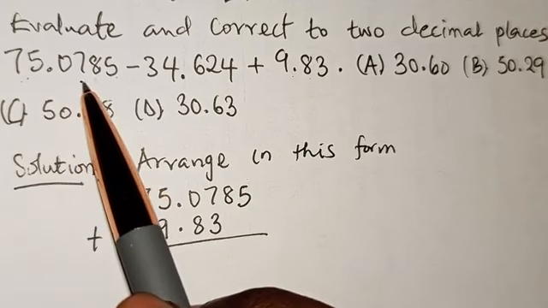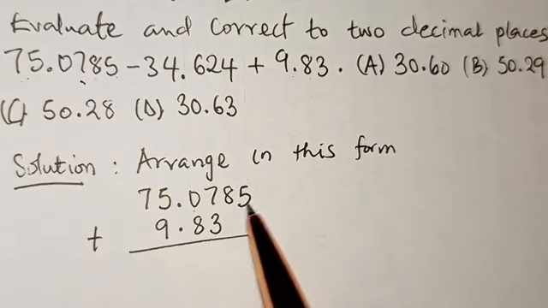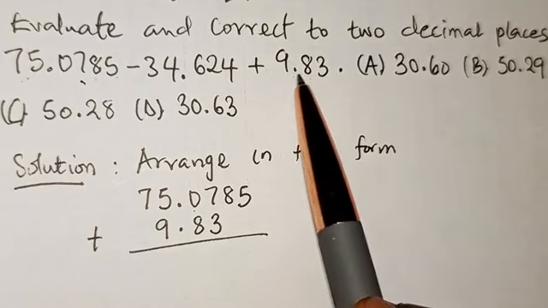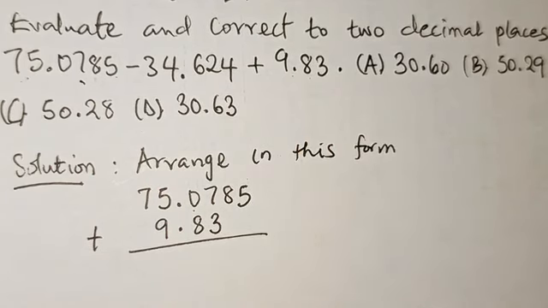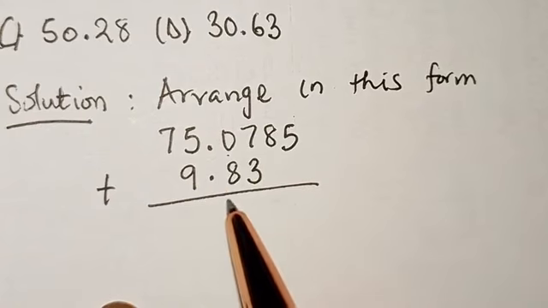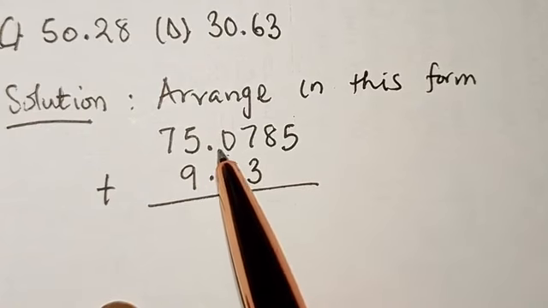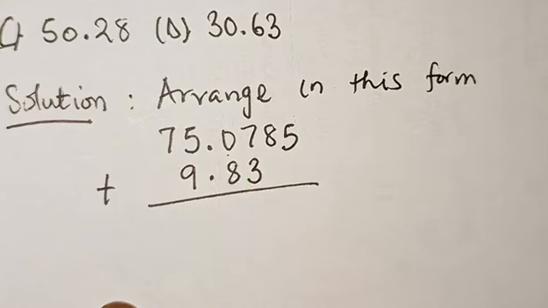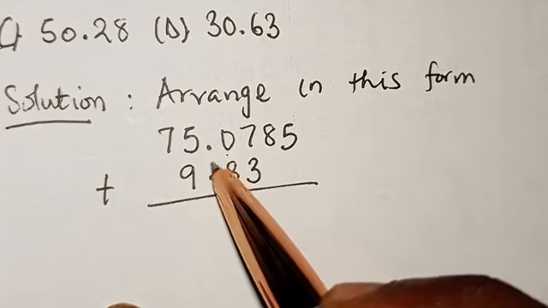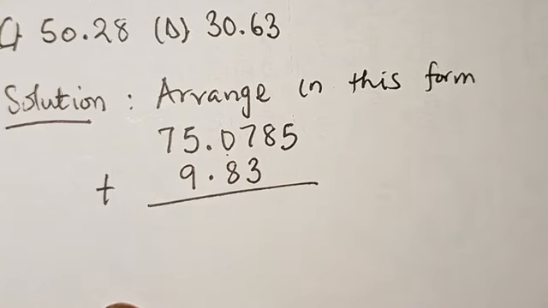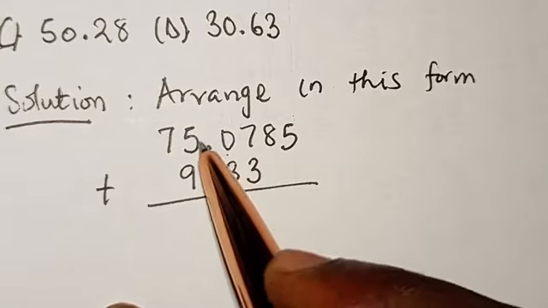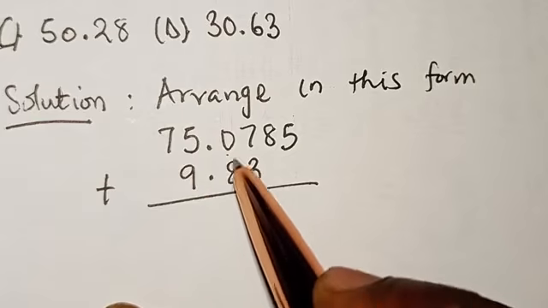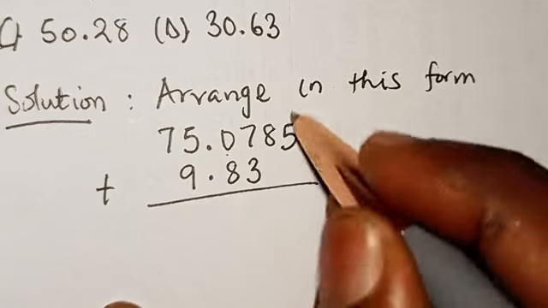So we take this one, that is the first number, which is 75.0785, then we take the positive one also, which is 9.83. So we're going to add these two together. See how I arrange mine. These decimal points must be vertically the same, so that when you put a ruler there, these two decimal points must join. So you can see that 9 will be under 5, 8 will be here, and 3 will be here. So we do the addition.